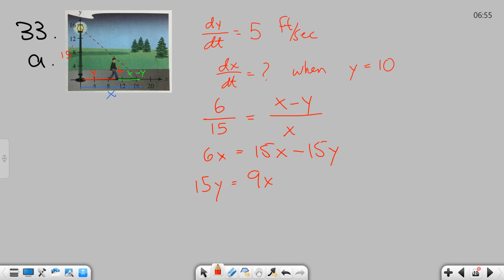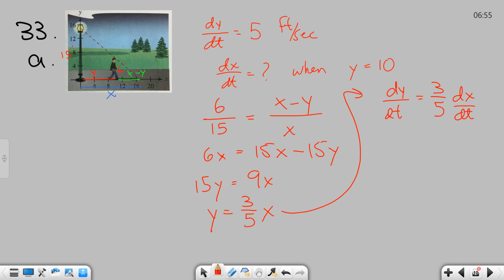Now I can even make it simpler, and I'm going to solve for y. So y is equal to 3/5 x. That is a nice, easy formula, and it's easy to work with. The derivative of that would be simply dy/dt is equal to 3/5 dx/dt. And we know what dy/dt is. dy/dt is 5. Plug and chug.